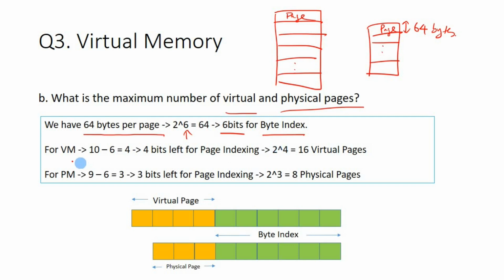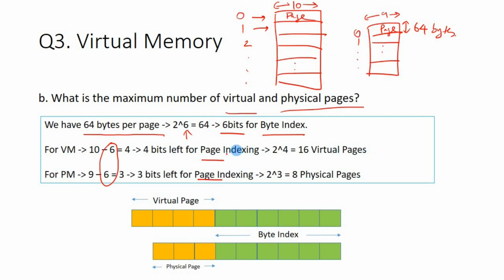Now what we know is for the virtual memory, I have a total of 10 bits over here, and here I have 9 bits. Since 6 bits is already being used for the byte offset, whatever is remaining is what I can use for the page index. Page index basically tells us which page we are referring to: page 0, page 1, page 2, and so on. Same thing over here.